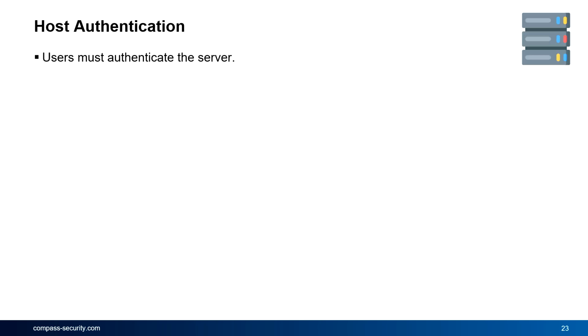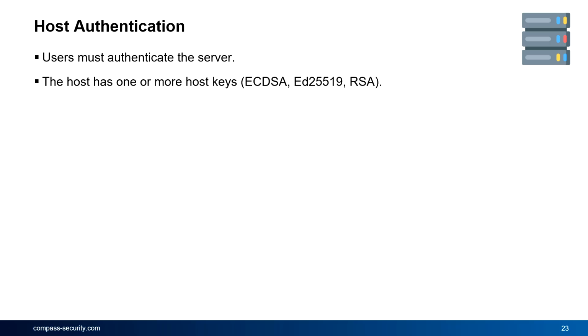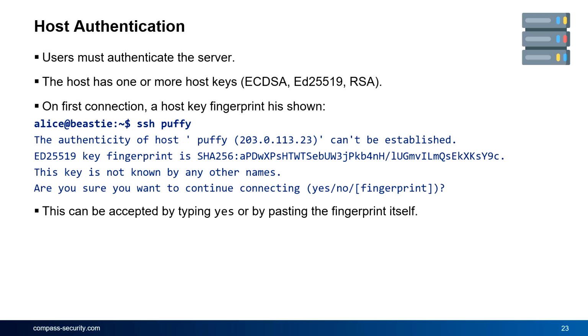When an SSH connection is established, a user first has to authenticate the server. So the user knows if he or she connects to the correct system or not, or if there is someone in between in the connection. The host itself has one or more host keys. This can be elliptic curve keys or RSA keys. And when you first establish the connection, the host fingerprint is usually shown to the user.